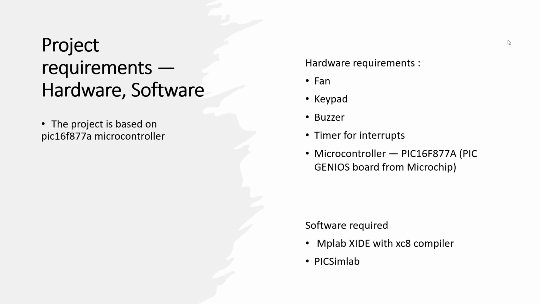Now project requirements like hardware and software are the PIC16F877 microcontroller, which we will get in PixelLab only. There are more, but we have to use this. Hardware requirements like fan, keypad, buzzer, timer, and interrupt microcontroller. Software required like MPLAB XIDE, and XC8 as compiler, which is used to implement our code and compile it so that our washing machine microcontroller can work properly.